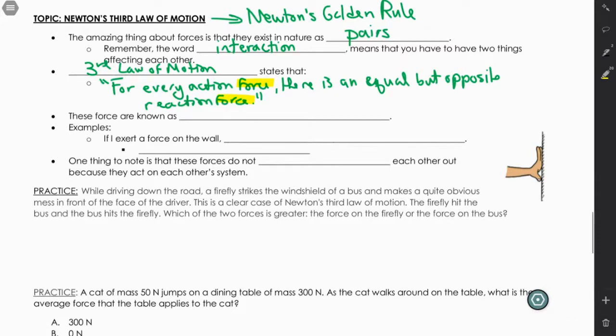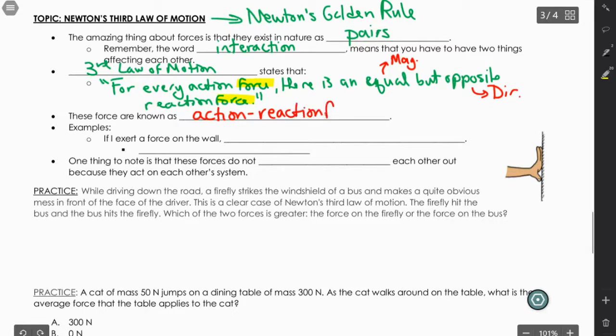The way we think about it is that equal is dealing with our magnitude, our size, and opposite is our direction. So what we're saying is that the forces have an equal size but opposite direction. This pair of forces is what we call an action-reaction pair, or action-reaction forces.